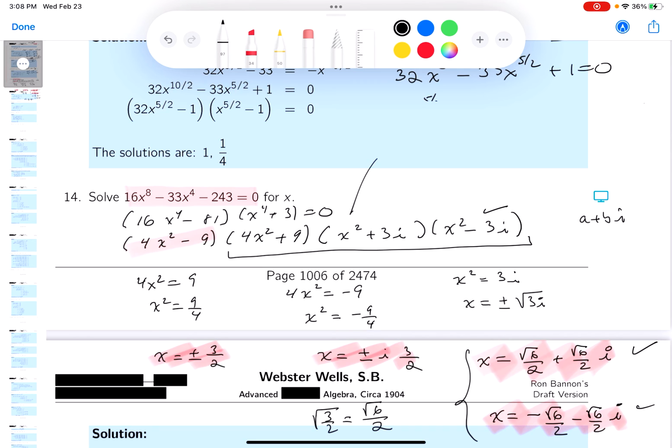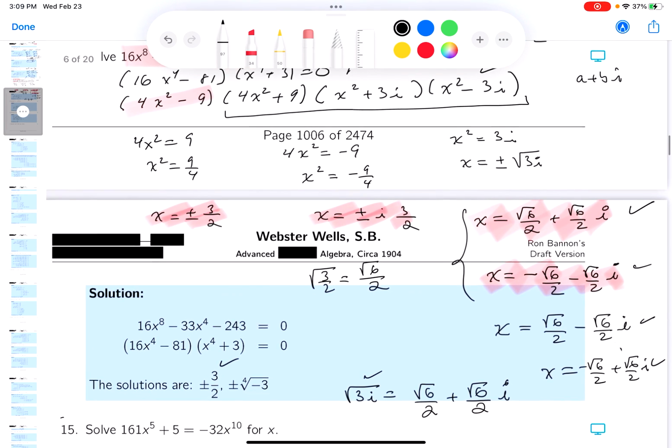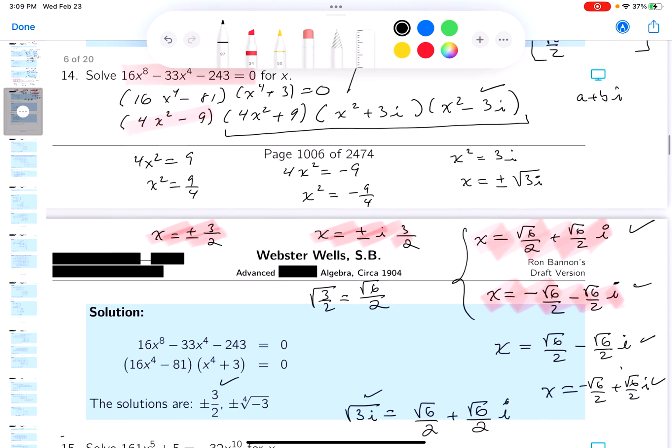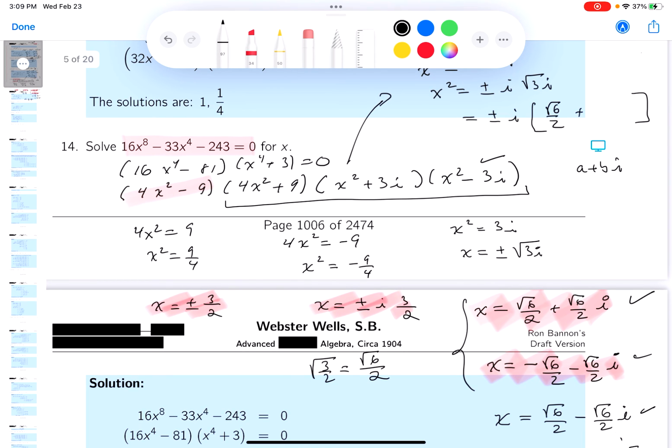All right, so what do I get over here? I got this. So what does this mean? X squared is equal to minus 3i. X is going to equal plus or minus i root 3i. Now here comes the problem. Do you know what the root of 3i is? You do. We just did it. I don't want to do that again. And that's right over here. So it's root 6 over 2 plus root 6 over 2 i. Here's the problem. I have to multiply that by i.